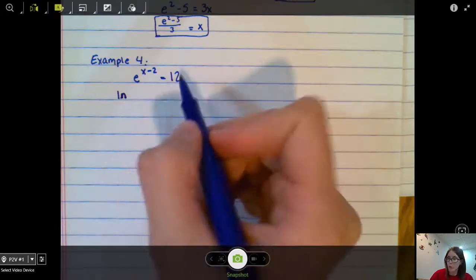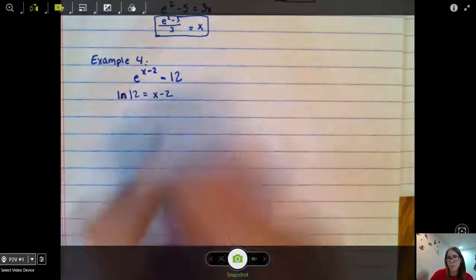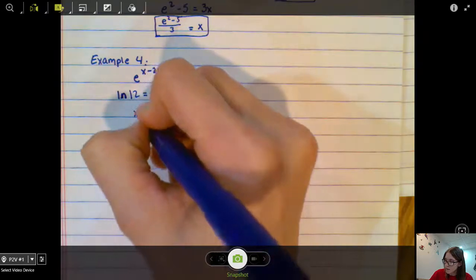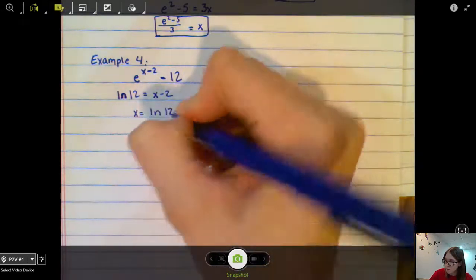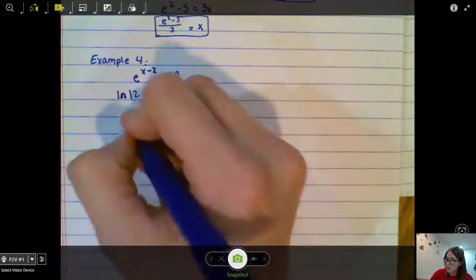The natural log of 12 equals x minus 2. Then we can add 2 to both sides. X equals the natural log of 12 plus 2.